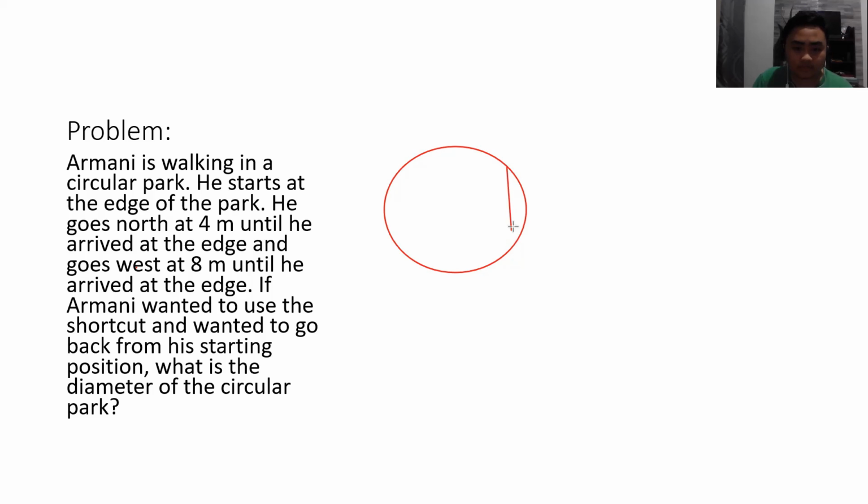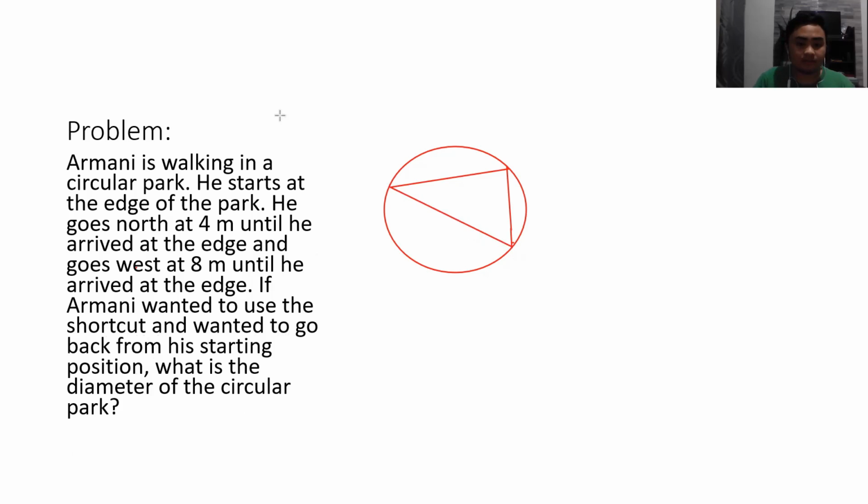Okay, and then there. Next, he goes west at 8 meters. So let's follow going west at 8 meters. There. So, until he arrived at the edge. If Armani wanted to use the shortcut and go back to his starting position, what is the diameter of the circular park? So we will use also this one.